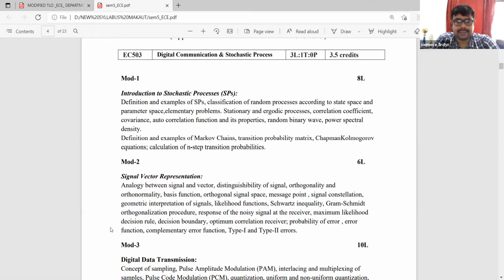So if you see all the things, all the points that just now I have mentioned, these are the part of this stochastic process. So definition and examples of the SPs, classification of the random processes according to the state space and the parameter space, elementary problems, stationary and the ergodic process, correlation coefficient, covariance, autocorrelation function and its properties, random binary wave, power spectral density. These are the different topics that will come under this section.